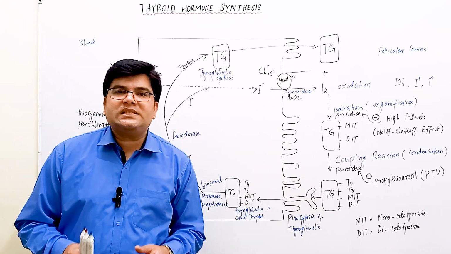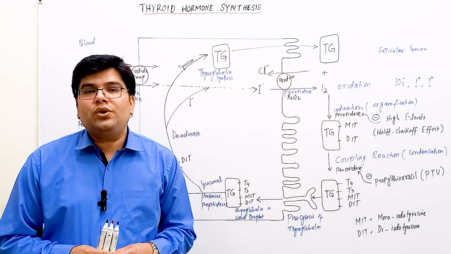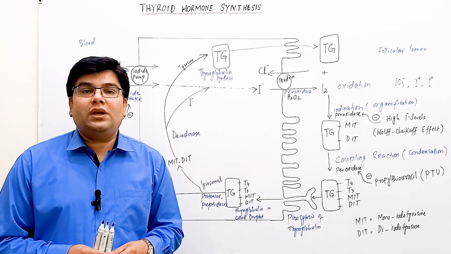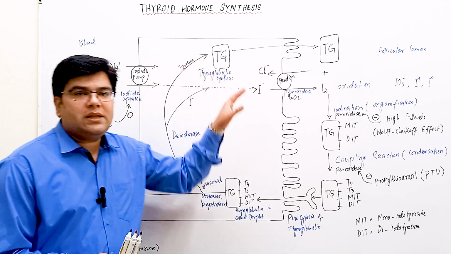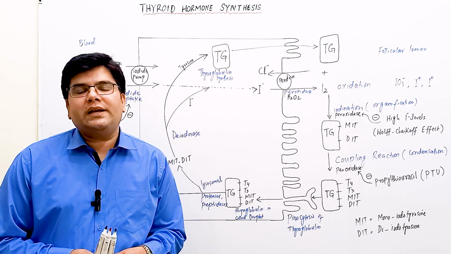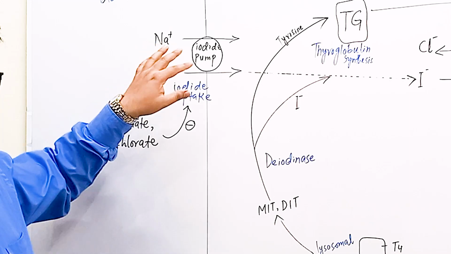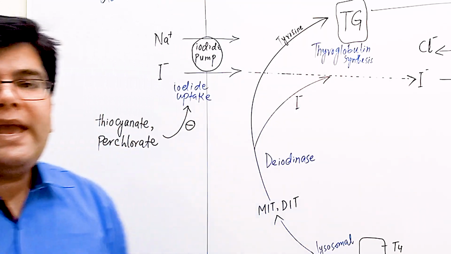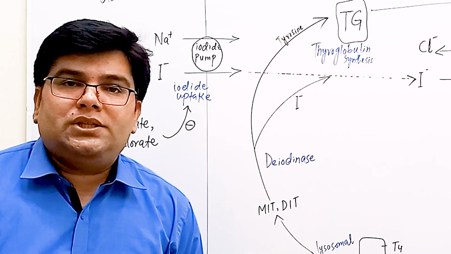Sometimes when we have to assess the functional status of thyroid gland, we give a measured dose of radioactive iodide. Normally, 10 to 35% of the given dose of radioactive iodide is uptaken by the thyroid follicular cells within 24 hours. And this is a very useful index of the functional status of thyroid gland. This iodide pump, which is located on the basal and lateral surface of the thyroid follicular cells, can be inhibited by thiocyanate and perchlorate anions.